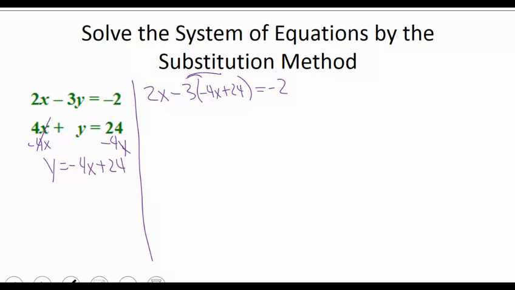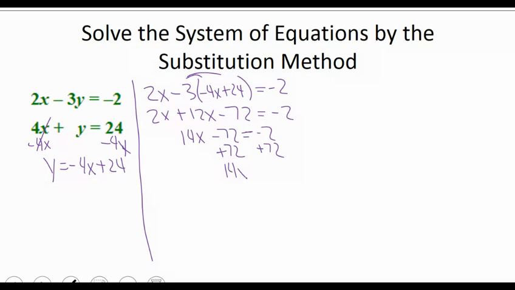So I got to distribute first. Remember, that number in front of the parentheses is being subtracted. So I'm multiplying by a -3. So it'll be 2x plus 12x. -3 times 24 is -72. And that still equals -2. So now I'm going to combine my like terms. So 14x minus 72 equals -2. So add 72. 14x equals 70. Divide by 14, and x equals 5. So halfway to my answer now, I know x equals 5.